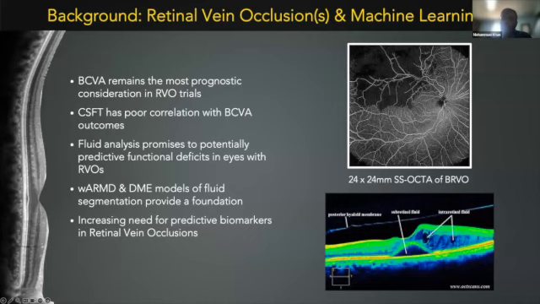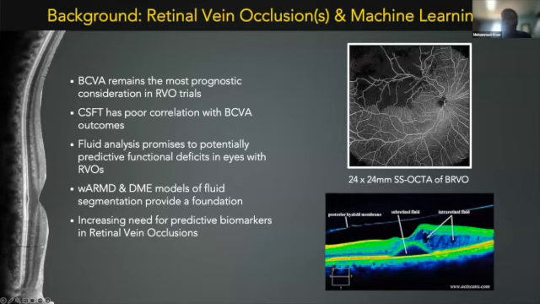Just some background information. Recent meta-analyses found an increase of more than 15 letters in best corrected visual acuity, which is just when a patient is looking at, similar to Snellen charts, how many letters they can see, after 1 year of treatment with intravitreal aflibercept. BCVA, or best corrected visual acuity, is a crucial prognostic consideration in RVO treatment trials.